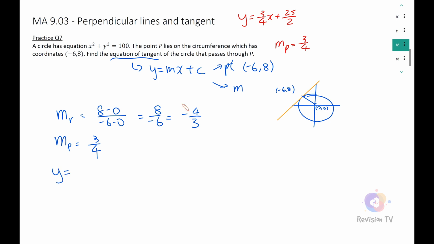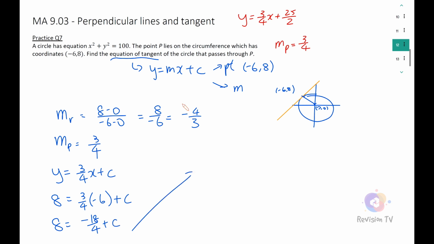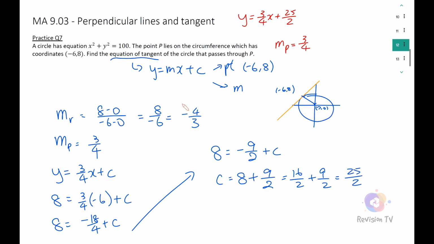Once you've got that, you've got y equals 3/4 x plus c. Sub in the point (-6, 8): 8 equals 3/4 times -6 plus c. Multiply in, so you get -18/4 plus c. We know that could be simplified, so 8 equals -9/2 plus c. Add the 9/2 to the left hand side, so c equals 8 plus 9/2, which is 16/2 plus 9/2, which is the same as 25/2. Therefore, the equation is y equals 3/4 x plus 25/2.